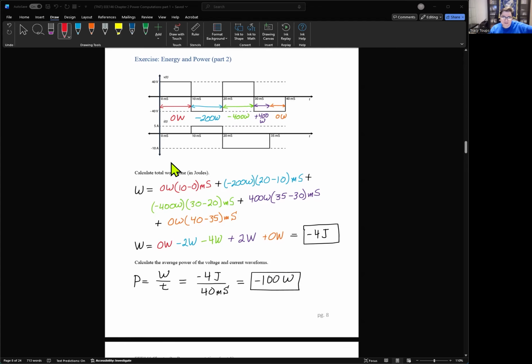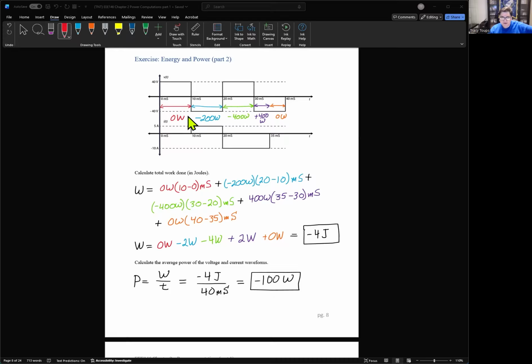So the total work done, again, remember 5 spots. So I kind of just reminded myself, from 0 to 10 milliseconds, it's 0 watts. So we're just going to add up each segment together. So for the first, instantaneous power of 0 times 10 milliseconds, 10 minus 0, that's 0 anyway because nothing's flowing.